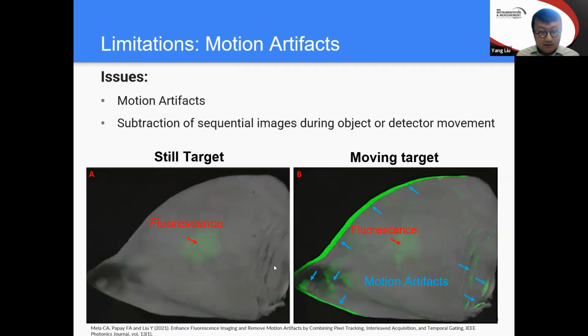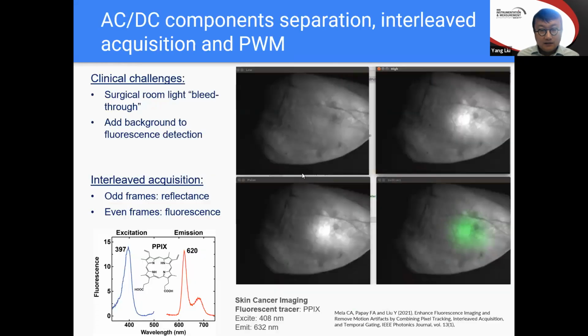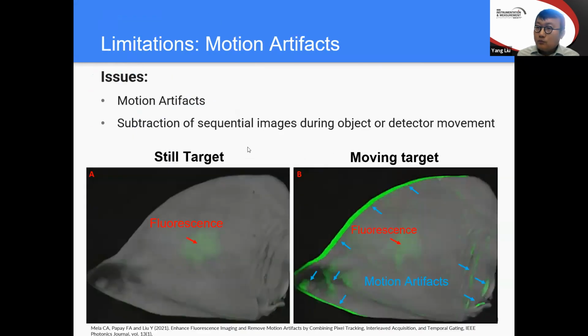So far, we have overcome the problem of the surgical light bleed through. In the operating room, one of the other problems is that if you have a wearable system, there will be motion artifacts because the patient will be moving and the operator is moving. If we imagine subtracting the sequential frames from the previous slide, if you have a still target, you can nicely identify the fluorescence. But when we have a moving target, we have motion artifacts. In this particular case, in addition to fluorescence, we also detect a lot of motion artifacts.